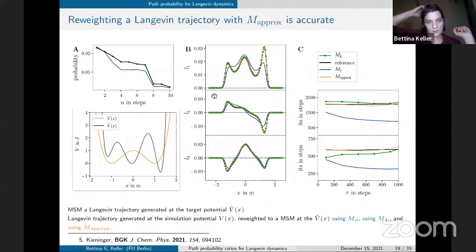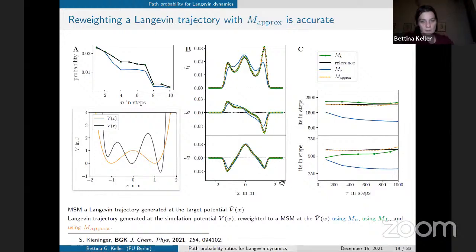Okay, so let's try this. So that's our model potential. We simulate at the double well potential using Langevin dynamics. Black is the reference solution when we actually simulate at the target potential, and in green we have the reweighted results from the double well to the triple well potential. So that works well. And in orange, we have the reweighting where we've replaced the delta eta by the Euler-Maruyama expression, and that also works very well. So that's right on top of each other.